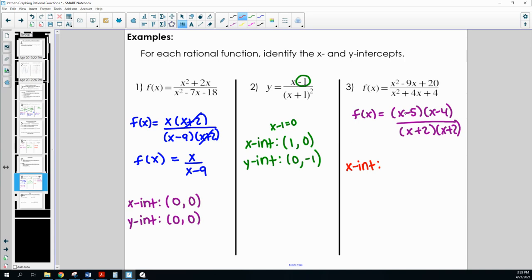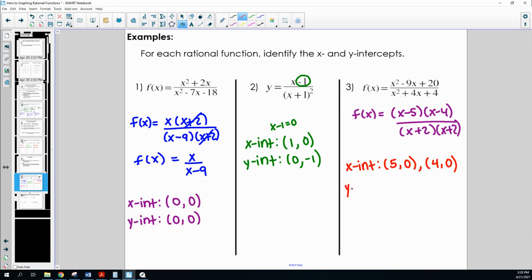So we're going to set x minus 5 to 0. So we're going to get 5. Remember that y will always be 0. And then we're going to take x minus 4 and set it to 0. So we get 4. And remember that the y will be 0.